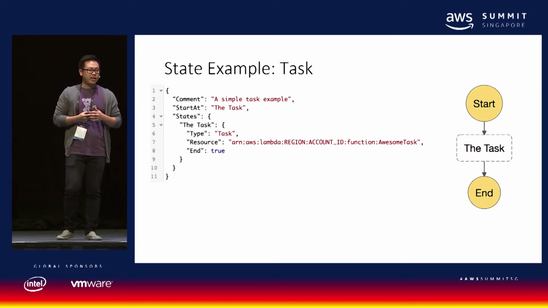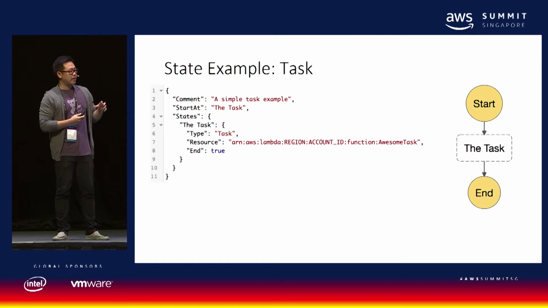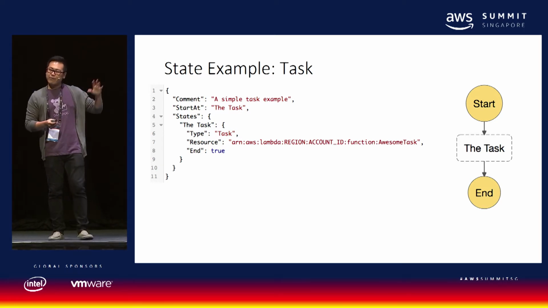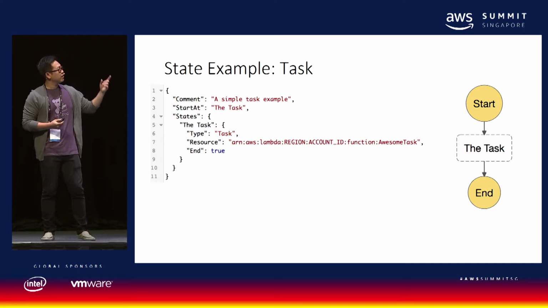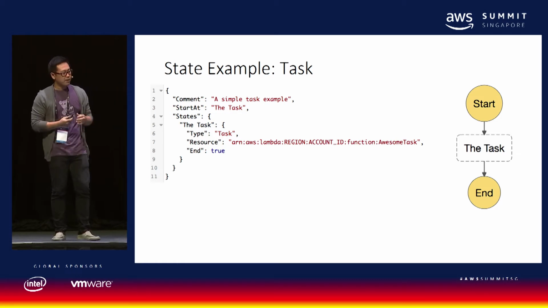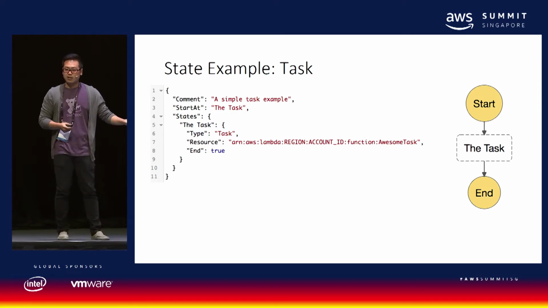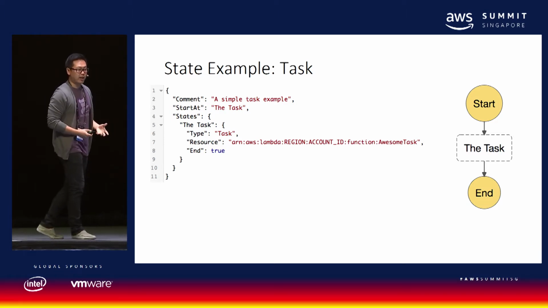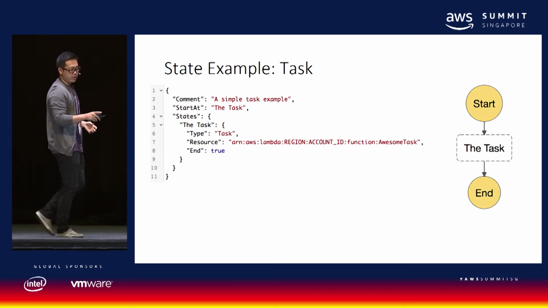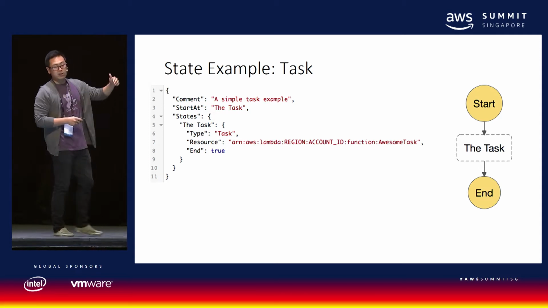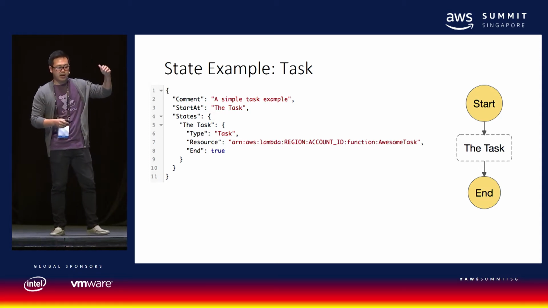First thing we'll go through is a task. So this is an example of a task. This step function is not very useful. We're just running a task and ending. That's it. But it's a good way for you to see how Amazon States Language looks and how this thing might be organized. So what you have here is a comment, and then this important part, StartAt. So we're going to start at the task.